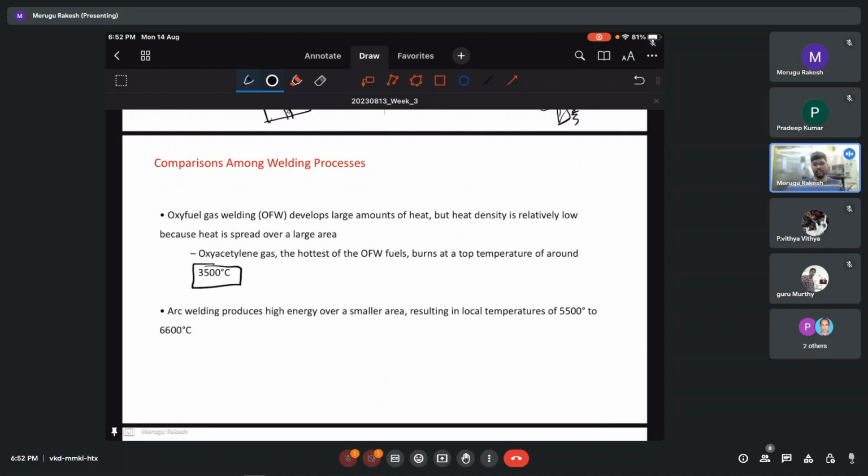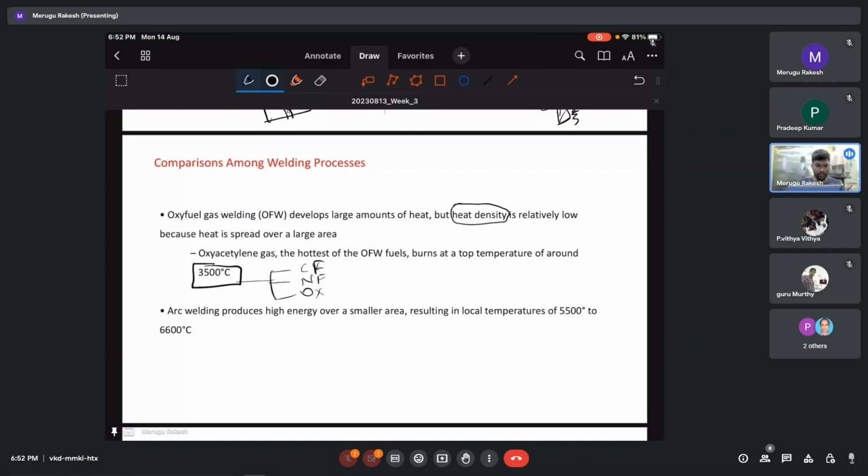oxy-fuel gases, and we have different types as well. Here we have oxidizing flame, carburizing flame, and neutral flame, based on the color. So this depends on the temperature. The basic disadvantage when you use oxy-fuel gas is that it has a very low heat density. That means the heat is spreading into the parent material, which is not good in some aspects. We'll discuss why it is not good if heat is spread into the nearby surroundings of the parent material.